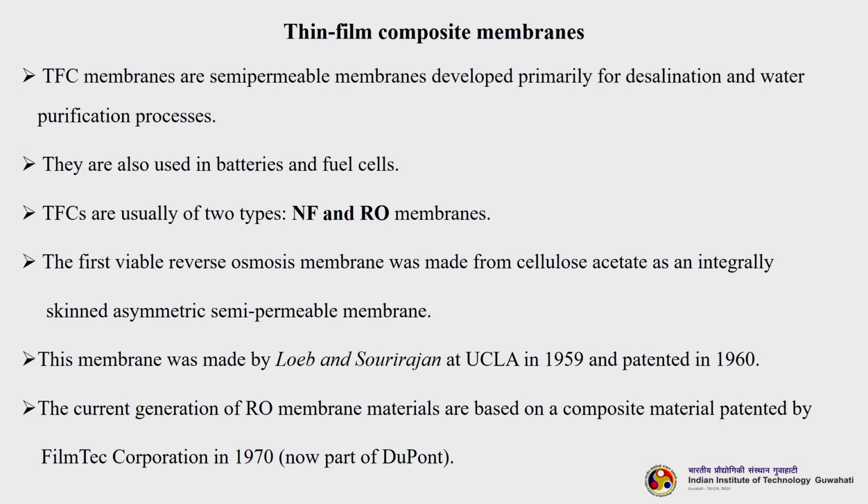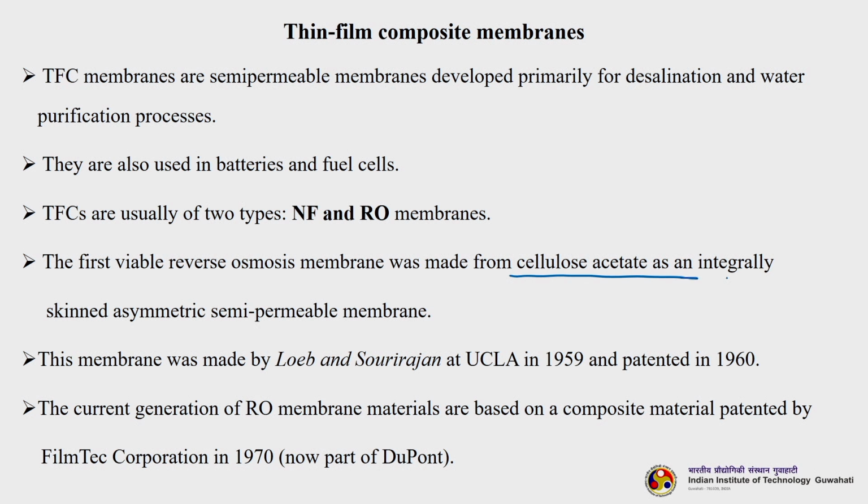These membranes are semi-permeable membranes developed primarily for desalination and water purification processes. They are also used nowadays in batteries and fuel cells. There are basically two types of membranes we can make from the thin films. Either they will be in the nanofiltration range or they will be in the RO range. Due to this pore range, the intended applications are mostly water desalination or water purification.